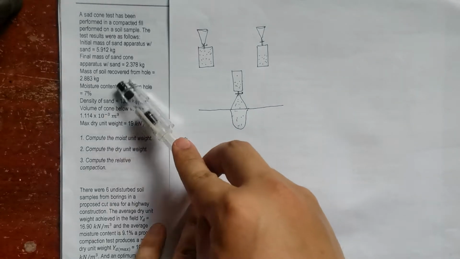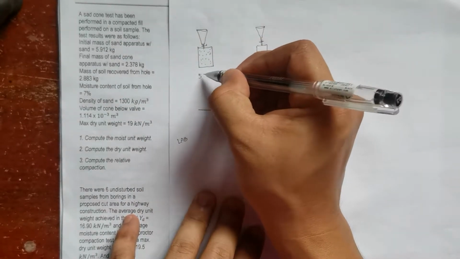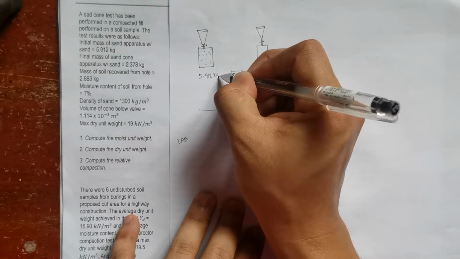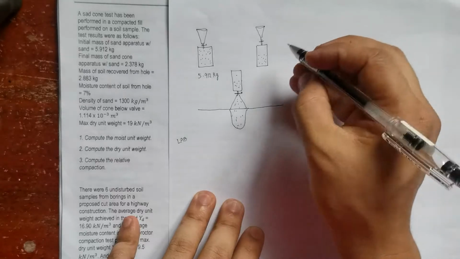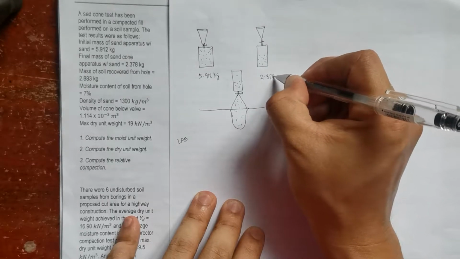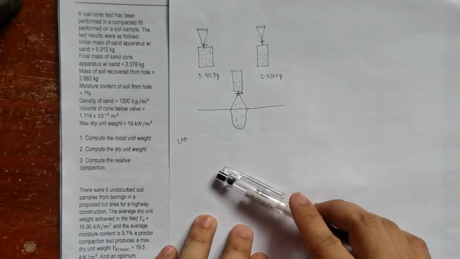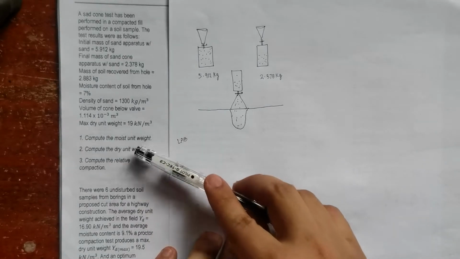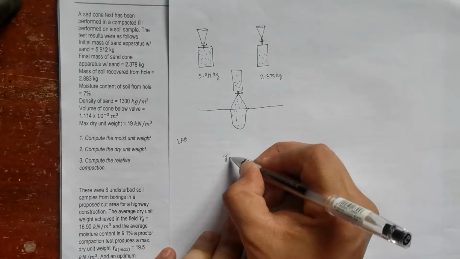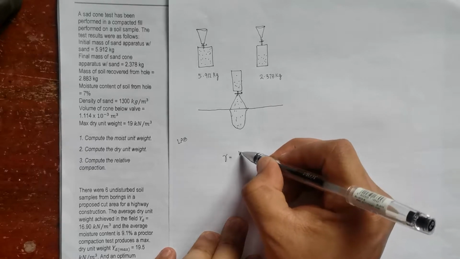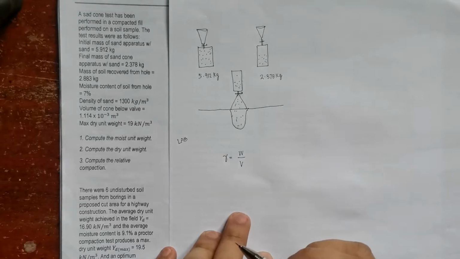And from our problem, the initial mass of sand cone device with sand is 5.912 kilograms. The final mass of our sand cone device with sand is 2.378 kilograms. And then our first requirement is to compute for the moist unit weight of the compacted soil. And we know from our first topic that the moist unit weight is the ratio of the total weight of the soil with respect sa kanyang total volume.